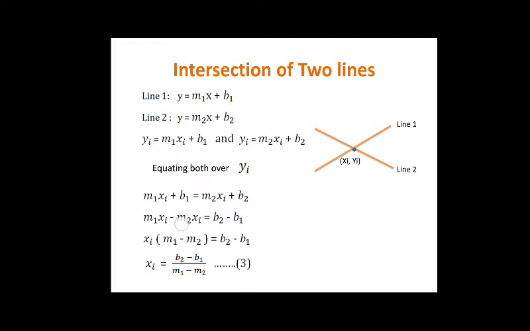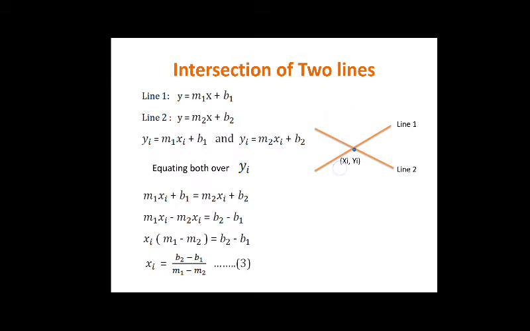Xi is common on the left-hand side, so I have taken xi common into a bracket. What is the remaining term? m1 minus m2 is equal to b2 minus b1. Whenever I have to find the value of xi, all the remaining terms should be on the other side. So to find xi, I can write b2 minus b1 divided by m1 minus m2. We have found the first point of the intersection, the xi coordinate.